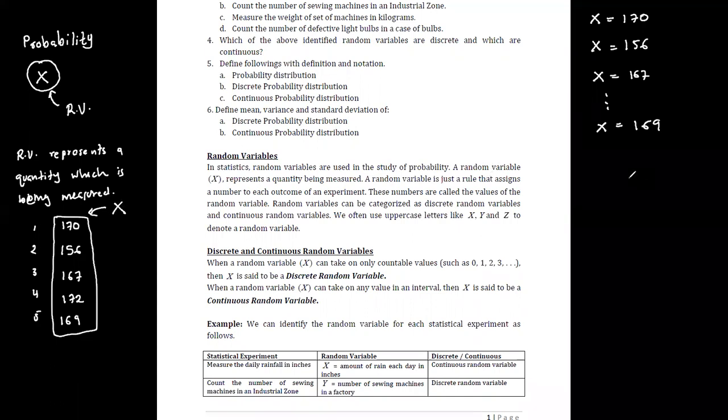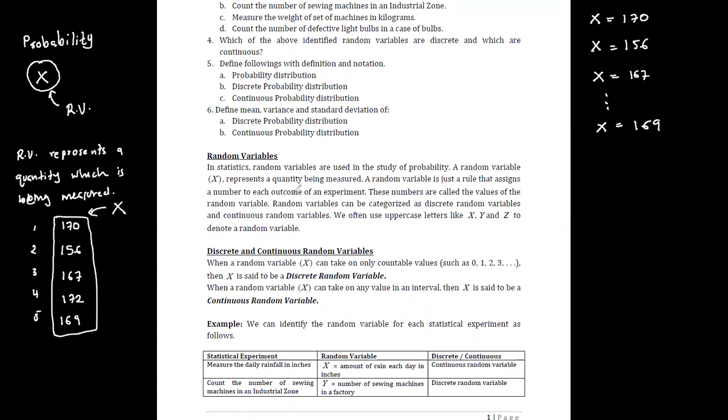And if you are assigning the numbers for these variables, as an example, if you take the same example of measuring the heights of a student, now we can say that x has 5 possible values in this situation: 170, 156, 167, 172, 169. Therefore, we can say these are the possible values for the random variable x.